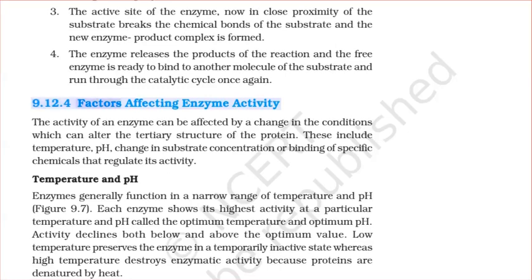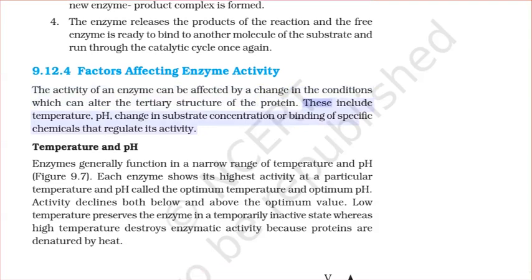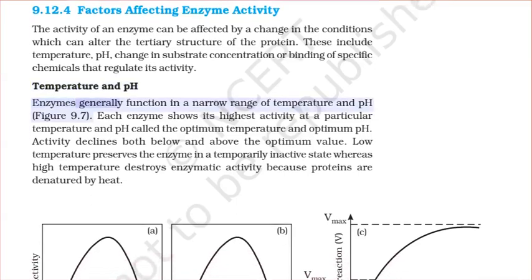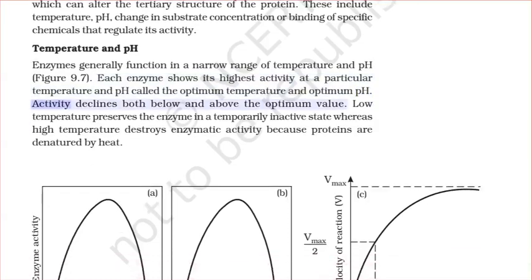9.12.4 Factors affecting enzyme activity. The activity of an enzyme can be affected by a change in the conditions which can alter the tertiary structure of the protein. These include temperature, pH, change in substrate concentration or binding of specific chemicals that regulate its activity. Temperature and pH. Enzymes generally function in a narrow range of temperature and pH. Figure. Each enzyme shows its highest activity at a particular temperature and pH called the optimum temperature and optimum pH. Activity declines both below and above the optimum value.